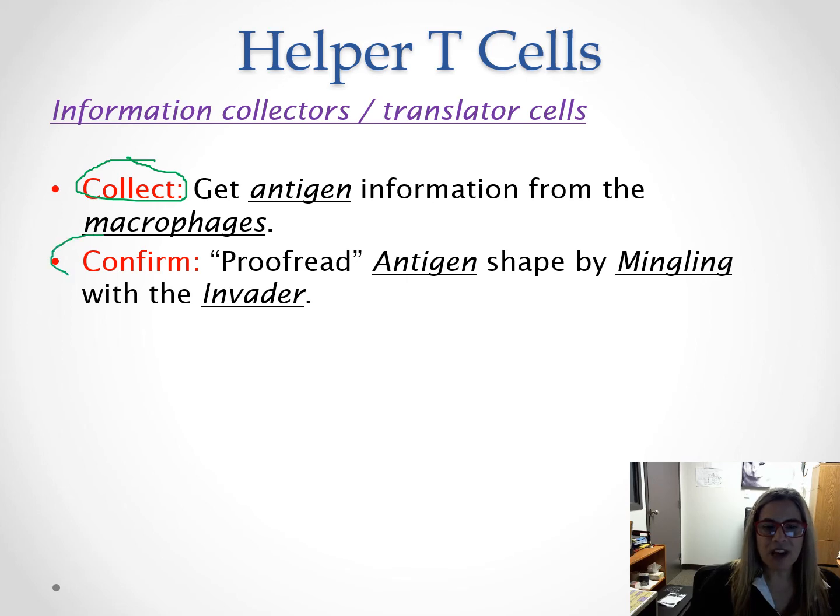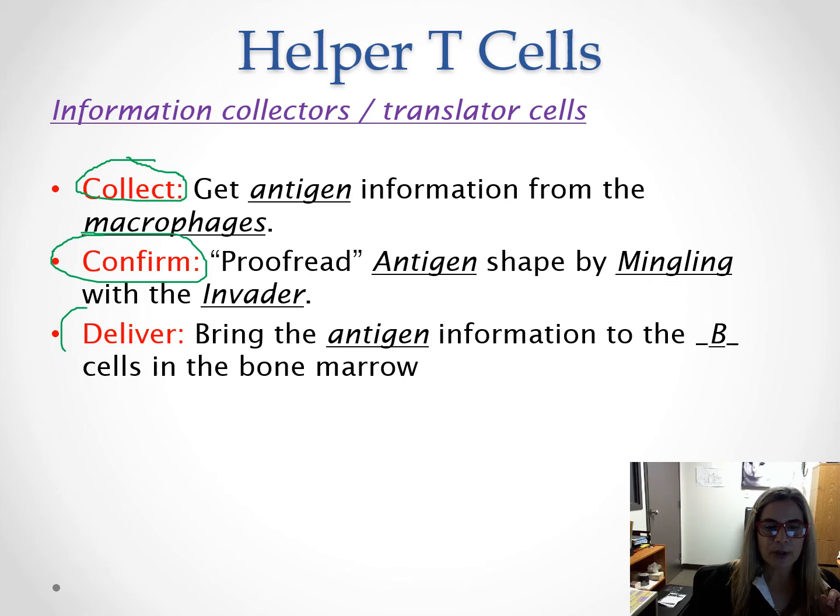Then what they do is they confirm it. You can kind of think of the helper T cells as the proofreaders or the confirmers. They assess the antigen shape, they mingle with the invader, and they proofread it and establish, okay, this is what we're dealing with here. This is the antigen, this is the protein, which is different from other proteins.